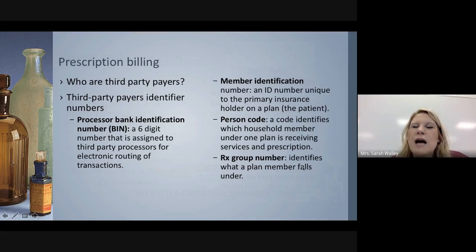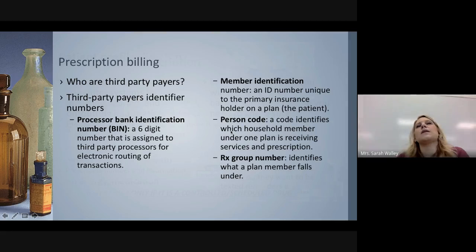The RX group number just identifies which plan that member has. So say the patient has Blue Cross Blue Shield. It's an insurance company, so they have like 80 different plans. You know what I mean? Tons of different plans, different pricing, things like that. So under each of those plans there are differences in what they will pay for. So you have to have the RX group number to know which plan they're under.